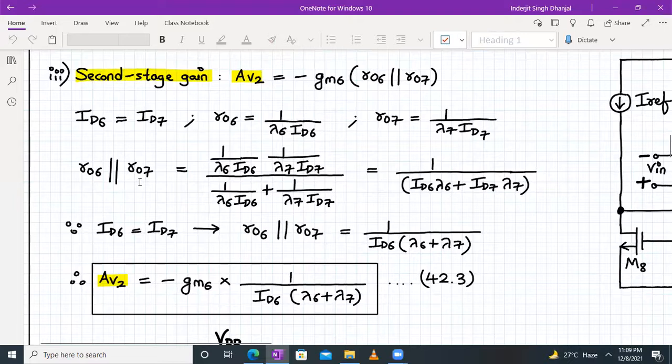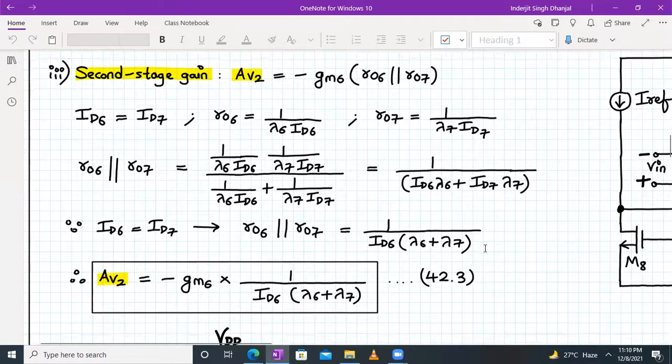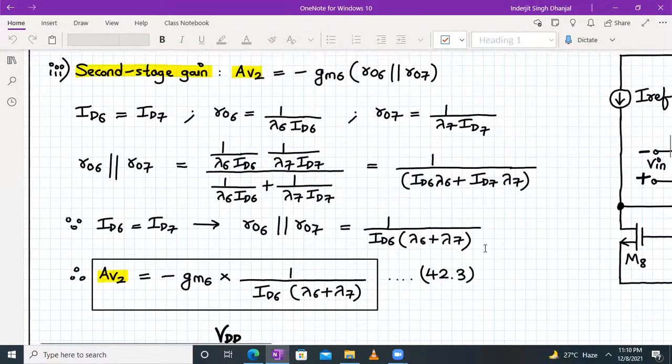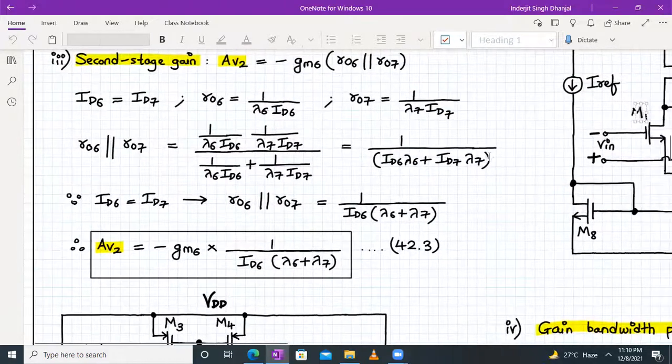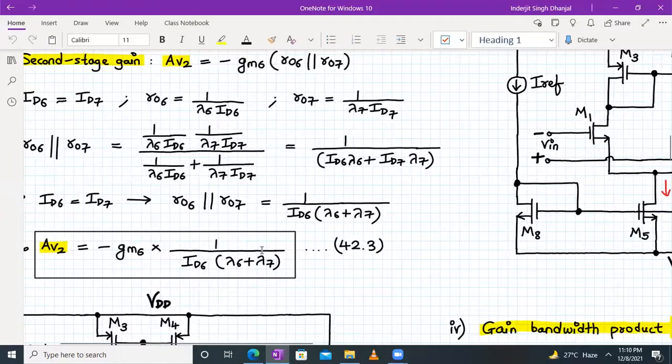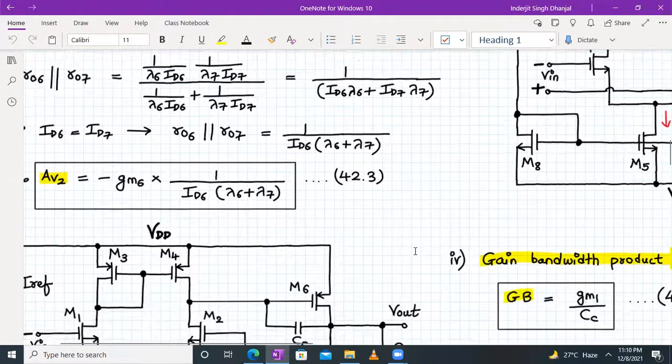RO6 parallel to RO7, if you work it out, you will get as 1 upon ID6 lambda 6 plus ID7 lambda 7. But we know that ID6 and ID7 currents are equal. So RO6 parallel to RO7 will be 1 upon ID6 into lambda 6 plus lambda 7. So the gain of the second stage can be written as minus GM6 into 1 upon ID6 into lambda 6 plus lambda 7. Okay, so this was about AV1 and AV2. We will use these formulas where we have the currents and the lambda values.